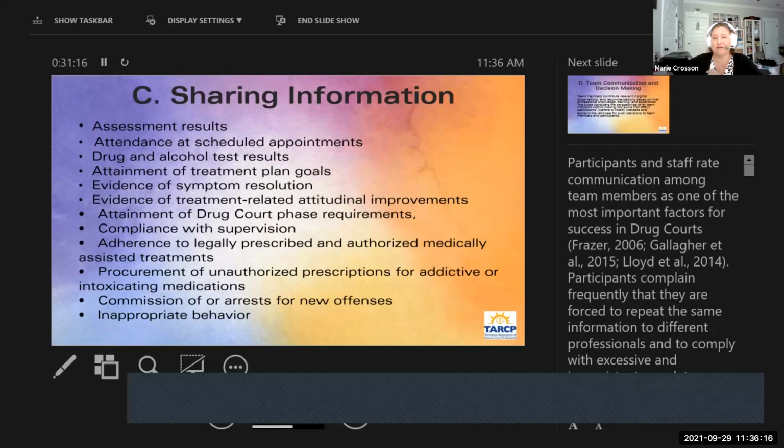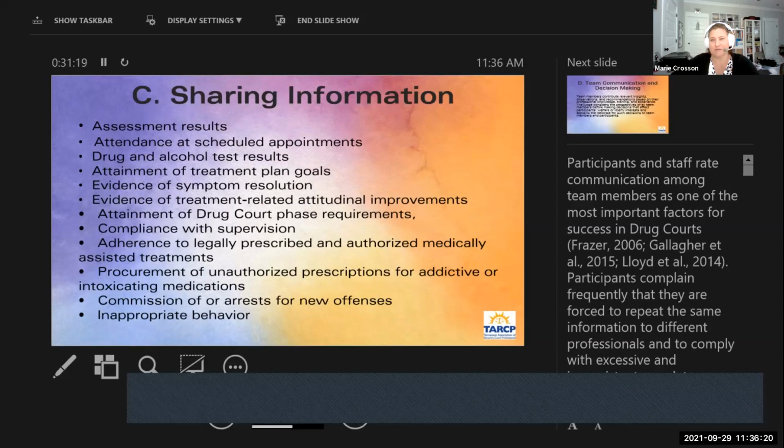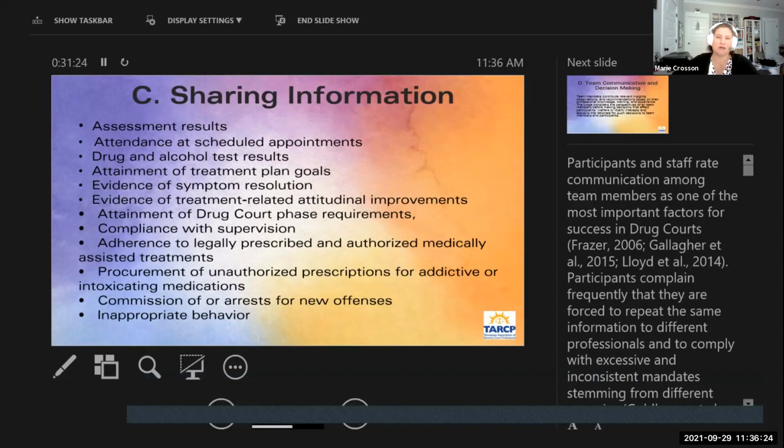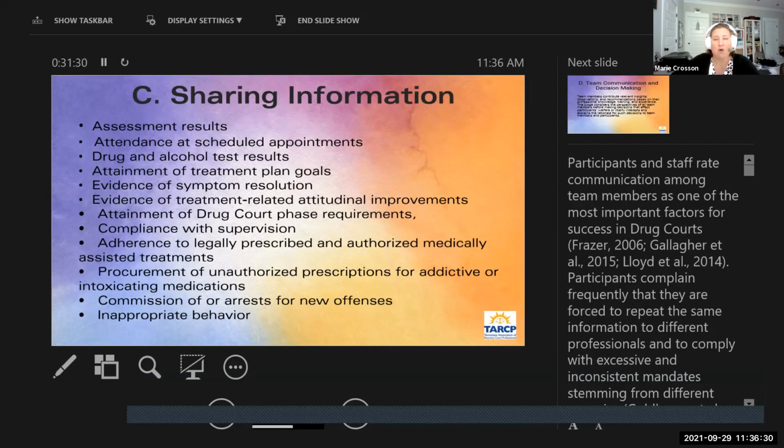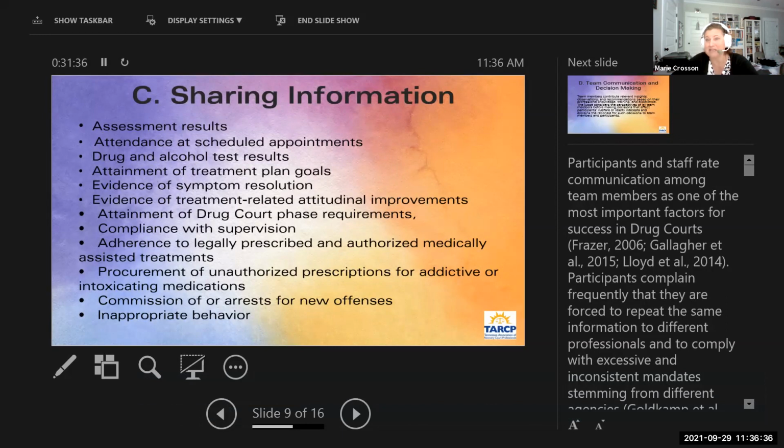These are the kinds of things that you should be talking about. The results of assessments, whether they've attended appointments, what are the results of the drug screens, what is on their treatment plan, and where are they at with attaining those goals? How are they feeling? Are they on medication? And how is that going? Do they need to see the doctor? Are they being compliant with the follow-up appointments with them?